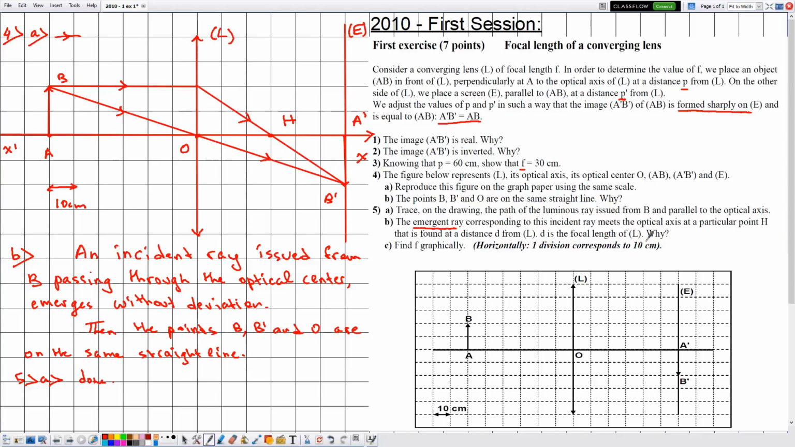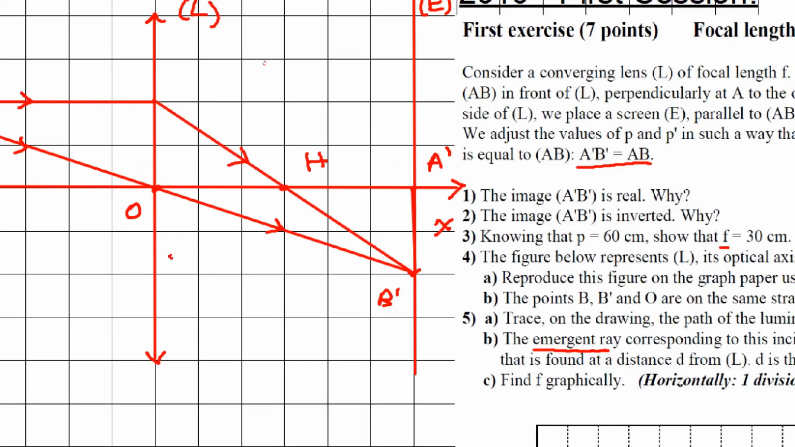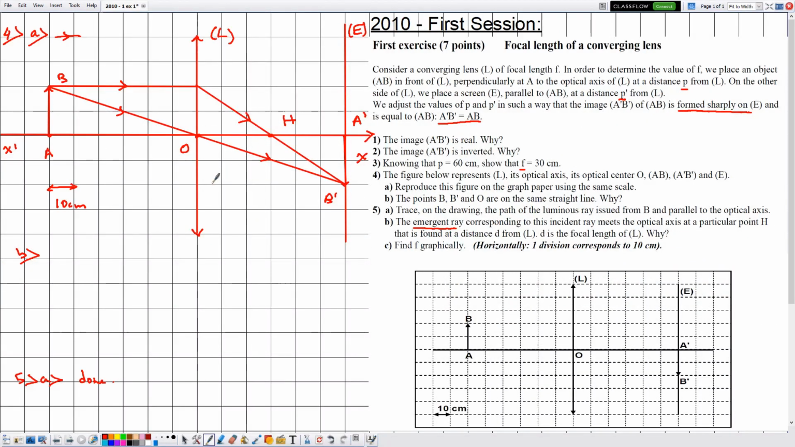They are telling me that d is the focal length of L. Why? So we are in part B. The focal length is the distance from the optical center to the image focus. In order for d to be the focal length, first we must justify that H is the image focus. And here in this case, H is the image focus because an incident ray issued from B parallel to the optical axis passes through the image focus. So let's justify that H is the image focus.